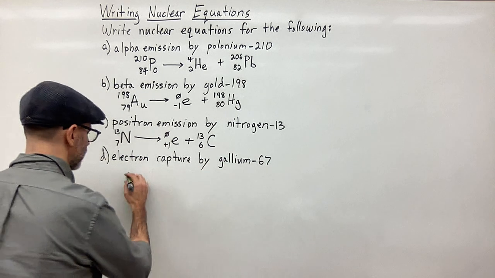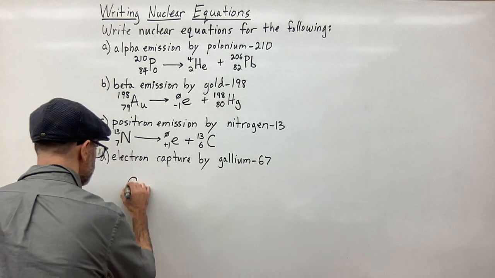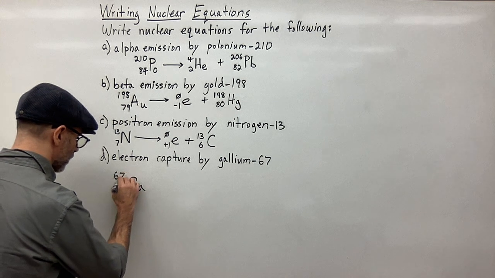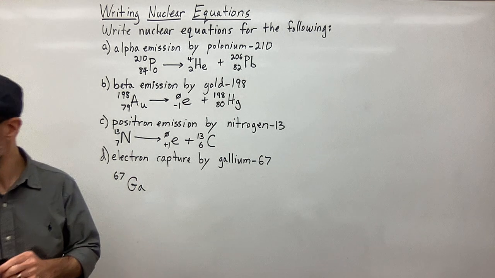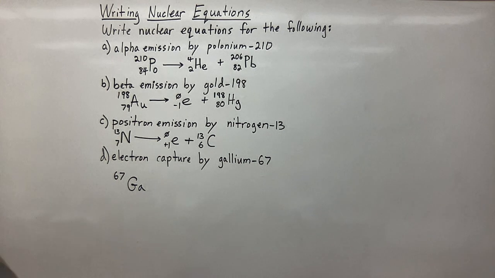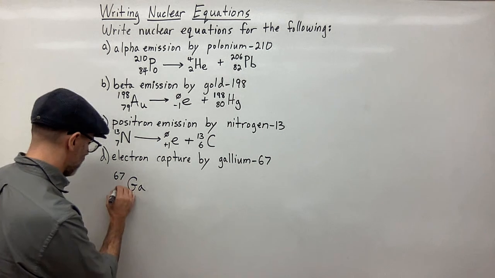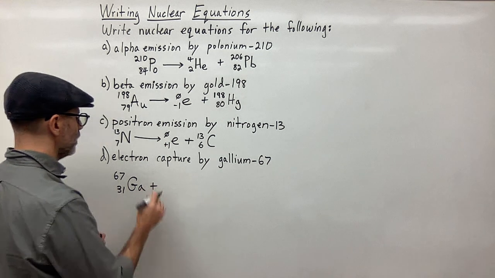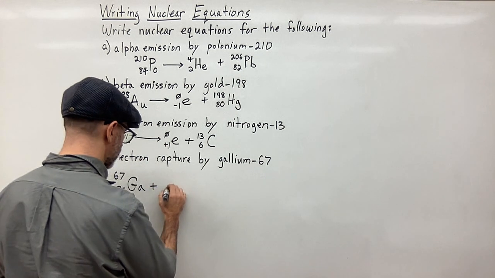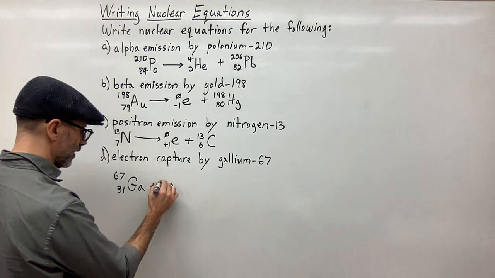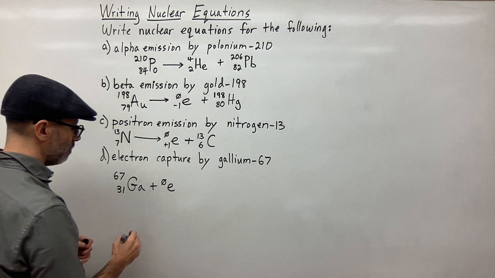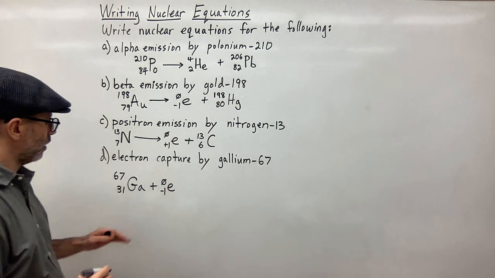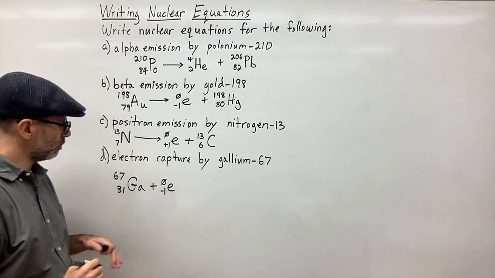So we'll write the gallium-67. So that's going to be Ga, and 67 is the mass number. We look up Ga, and that's number 31. So that's the atomic number plus the electron that it's going to capture. So again, the symbol for the electron is E with 0 mass number and -1 for the atomic number, the bottom number.